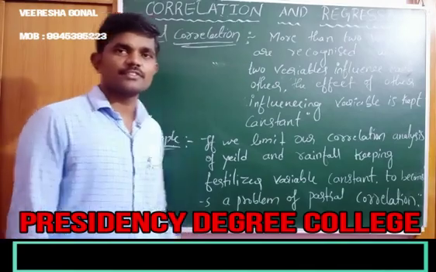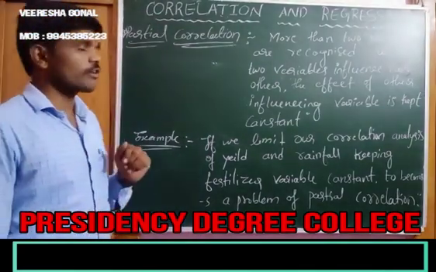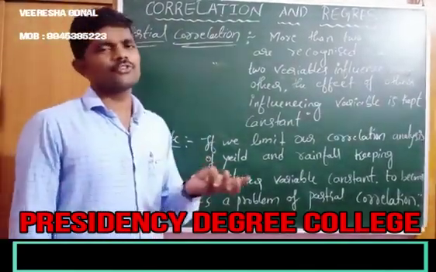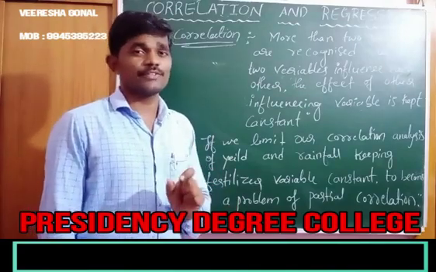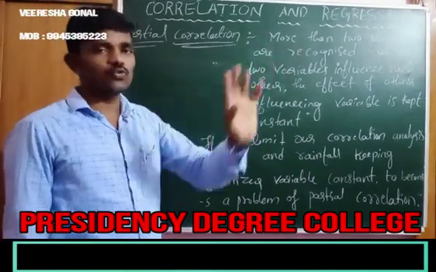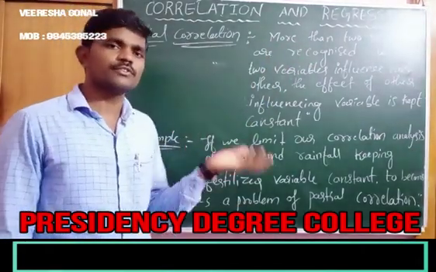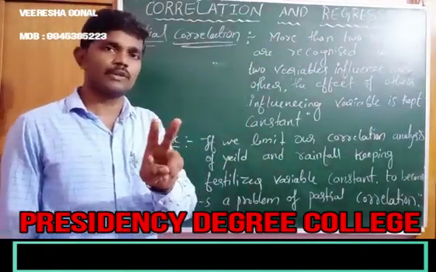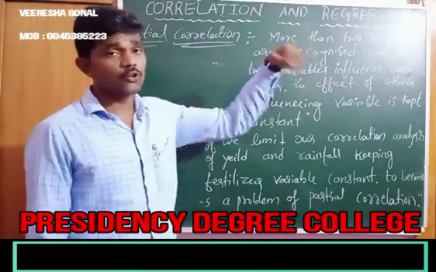On the basis of direction, the third one is partial correlation. Here the positive correlation and negative correlation are easy. In partial correlation, there are more than two variables. In positive and negative correlation, we are considering only two variables. Here we are considering more than two variables.